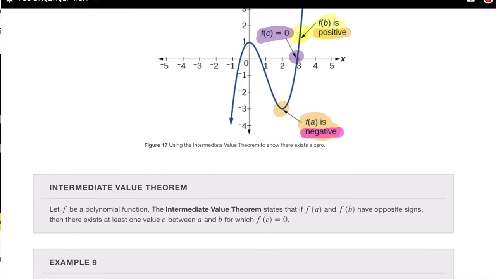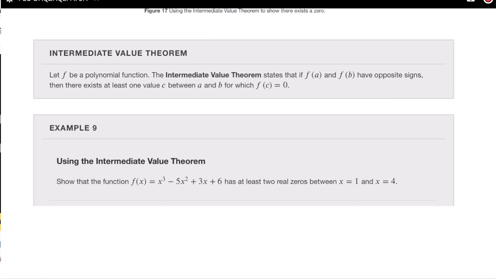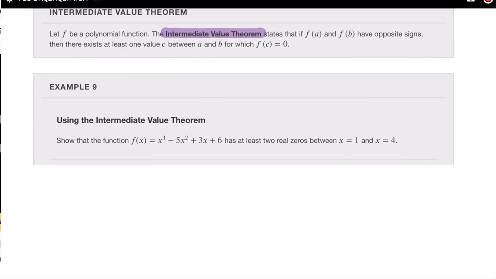Let me just show you what the theorem says. It's called the intermediate value theorem, and it states that let f be a polynomial function. The intermediate value theorem states that if f of a and f of b have opposite signs, so that means one's negative and one's positive, then there exists at least one value c between a and b for which f of c equals 0. So there's at least 1 zero between the two. That's what it means. So let's look at this example.